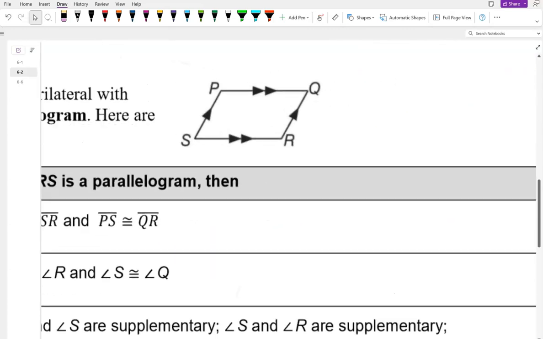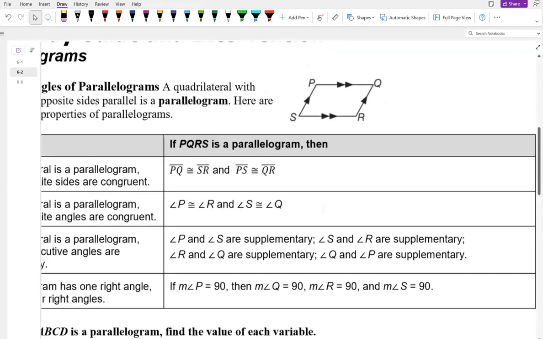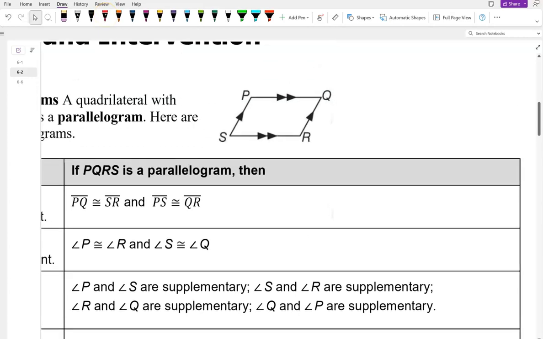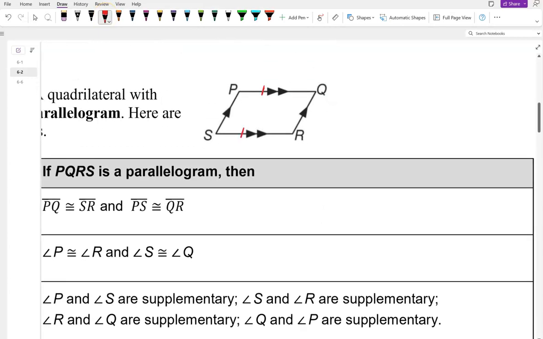If you want to label this parallelogram up here, I'm going to go through and label everything on here. The first thing is telling you the sides are equal, which we just talked about. So opposite sides are equal here and here. And then the opposite angles are equal, which would be P is congruent to R.